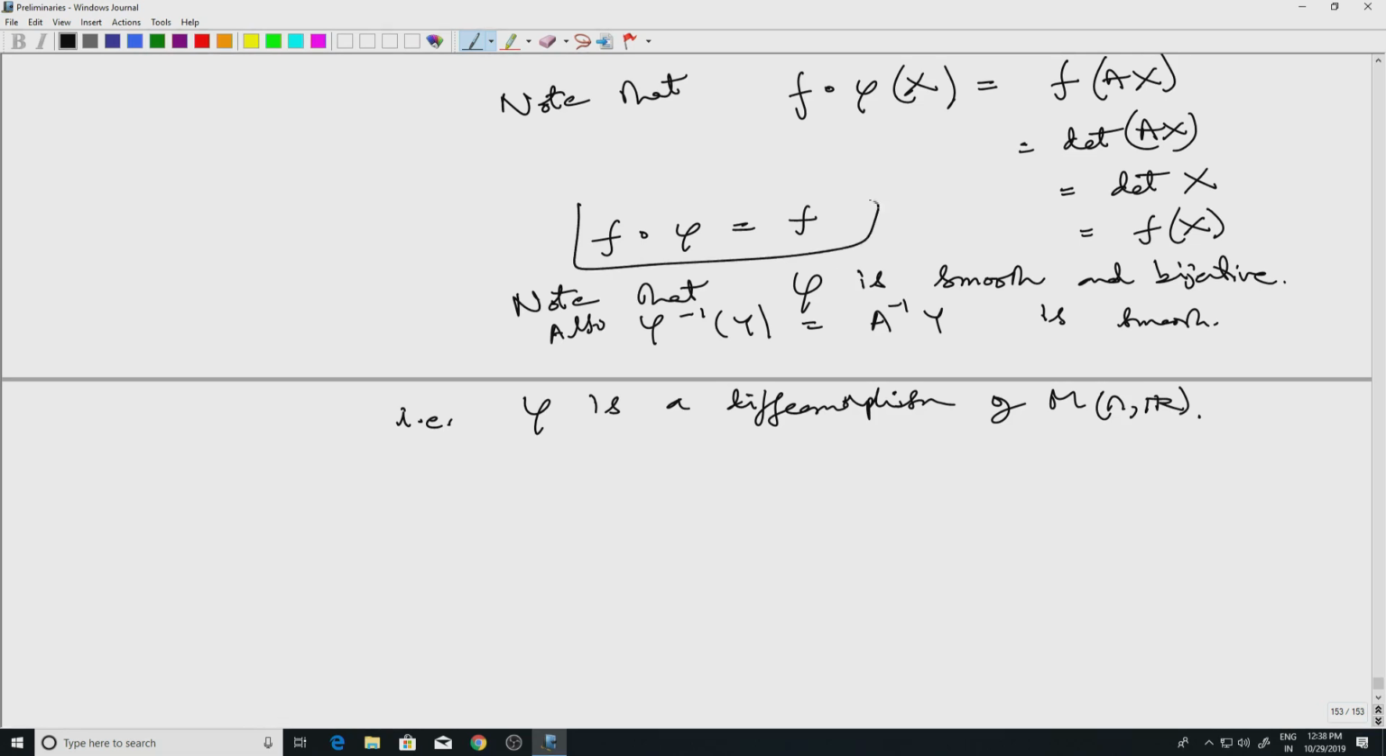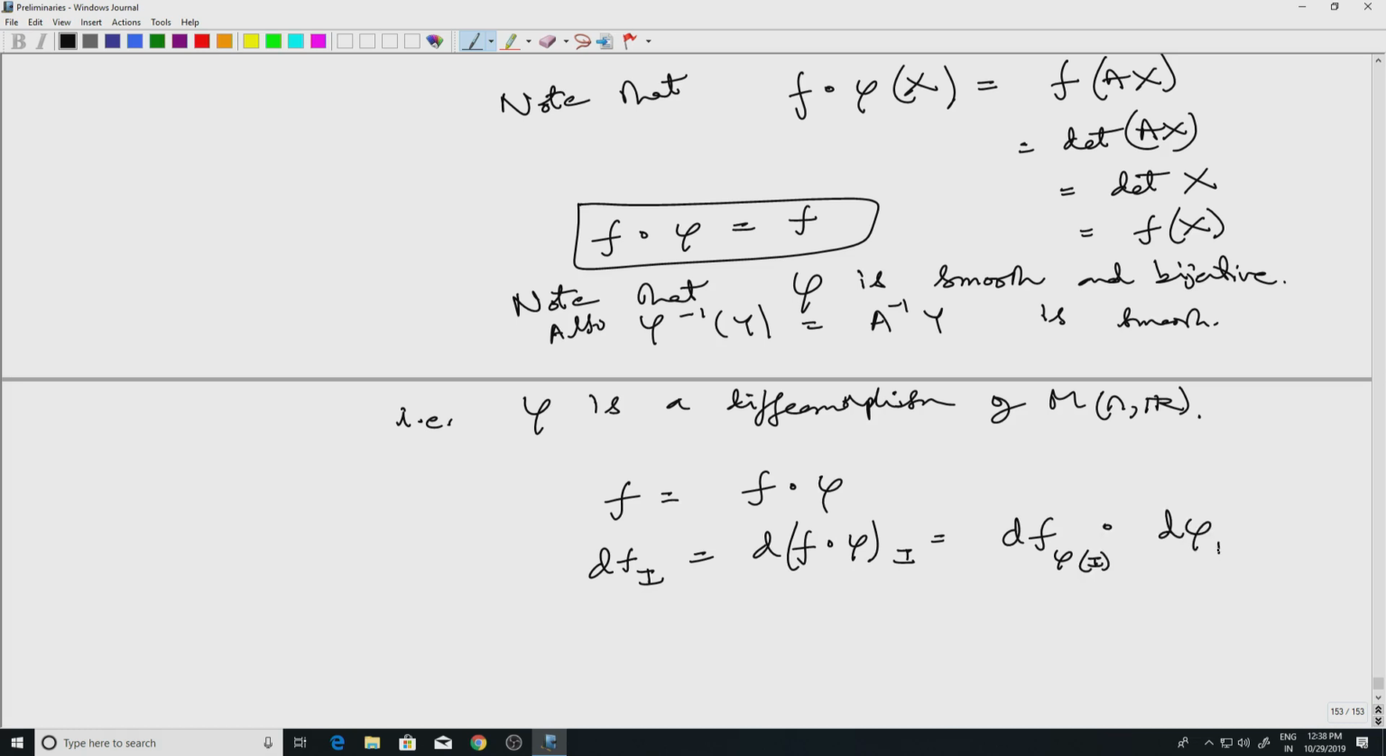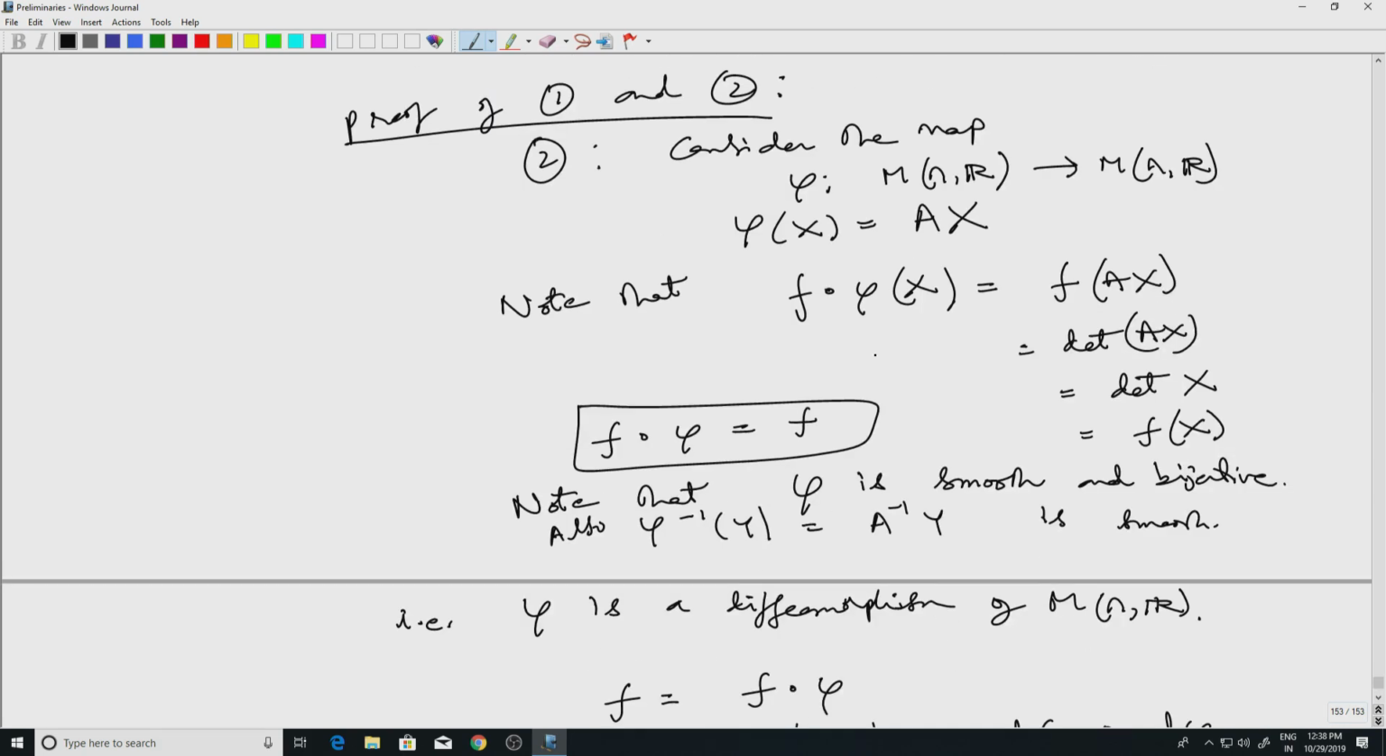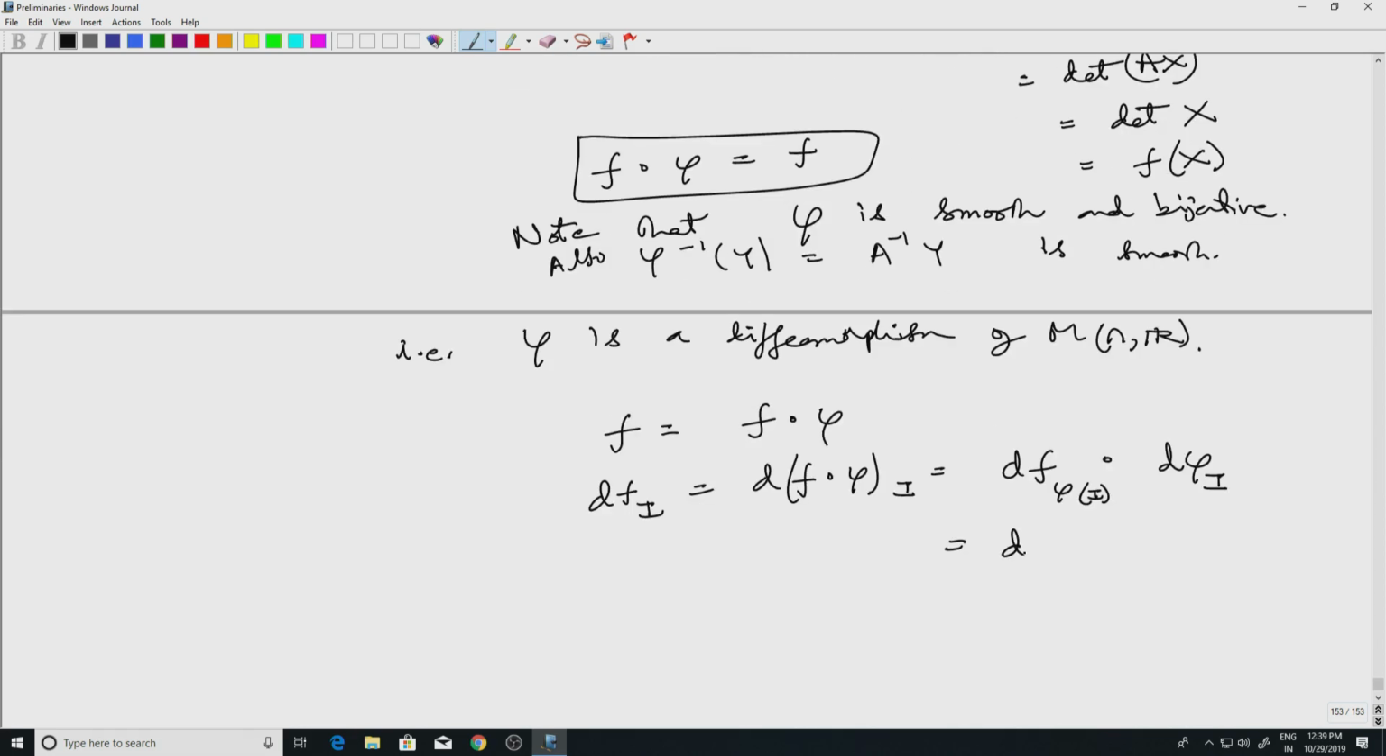So now let's go back to this equation here and take derivatives on both sides. Now that I know phi is smooth, I take the derivative on both sides and use the chain rule. So I'll take the derivative at identity, at I. So f equals this. So df at identity is d of this at identity, and by chain rule this is df at phi of identity composed with d phi at identity. Well, phi of identity, by definition of this map, is just A. So this is df at A composed with d phi at identity.